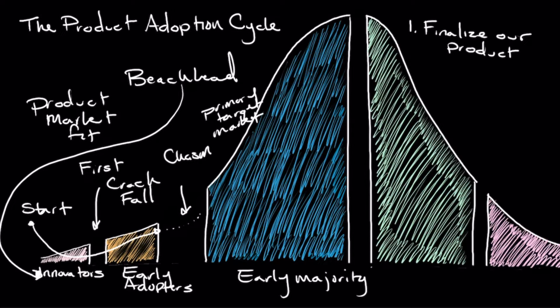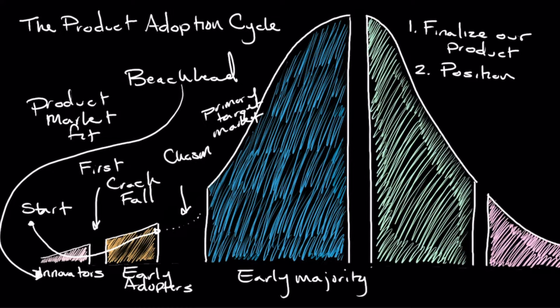We have to finalize our product, whereas in the innovator and early adopter stage, we have a little more flexibility. We can do market testing. We can get feedback without completely tanking our brand. If we try to cross the chasm with a beta version, it's absolutely going to ruin us if it's not ready.